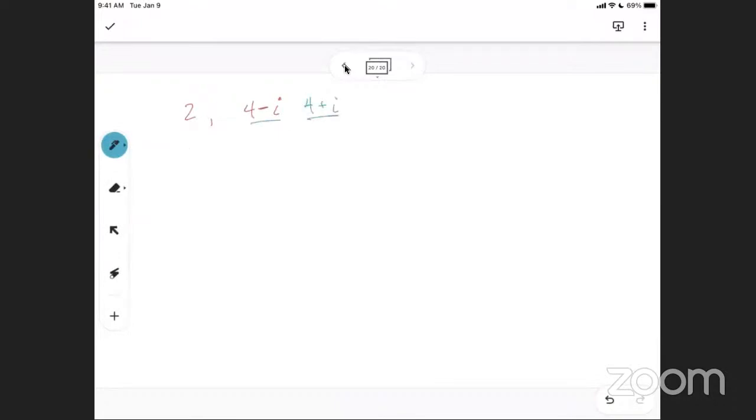So now let's do it with these. What's the sum of those? Look carefully at it. What's 4 minus i plus 4 plus i? The i's cancel, but what's 4 plus 4? It's 8. And what's the product of the zeros? You have to do the math. You have to look at it carefully.